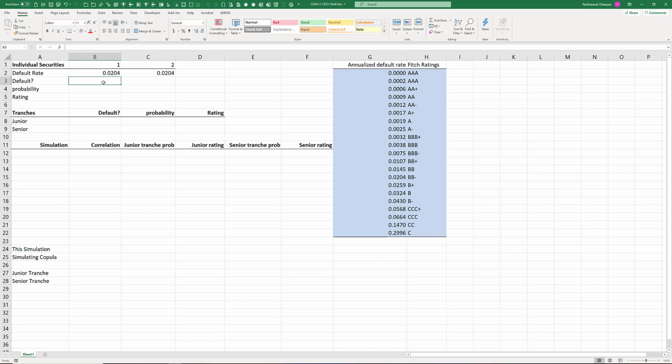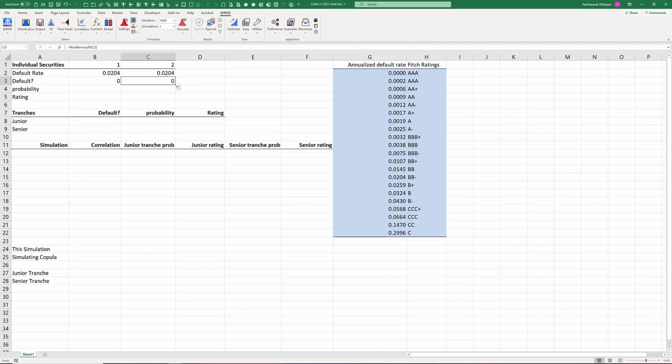We're going to use a risk Bernoulli process with that as the probability of success. This will give us whether the security defaulted or not. We use the same here. If you go and click that, that will give you whether it defaulted or not. Now, that's our input variable, so it's going to simulate that.